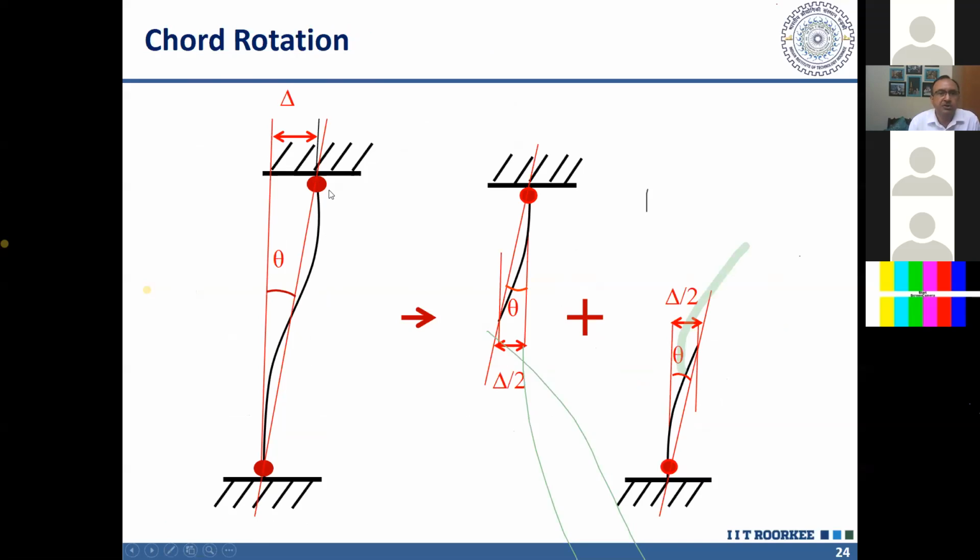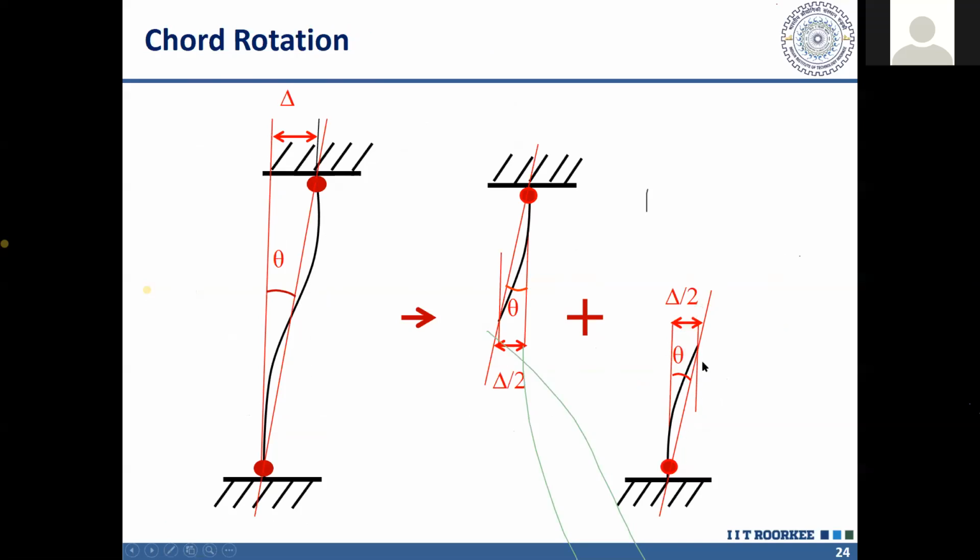What is this chord rotation? Chord rotation is defined as the rotation of the chord. So what is chord? If you join the two ends of a member, in case of a cantilever, if you join the tip with the base, then this is the chord. How much rotation the chord has made, that we represent as the chord rotation.